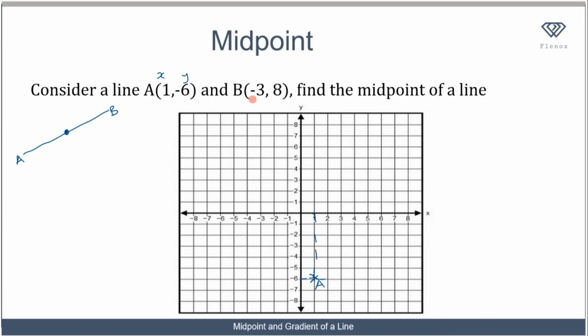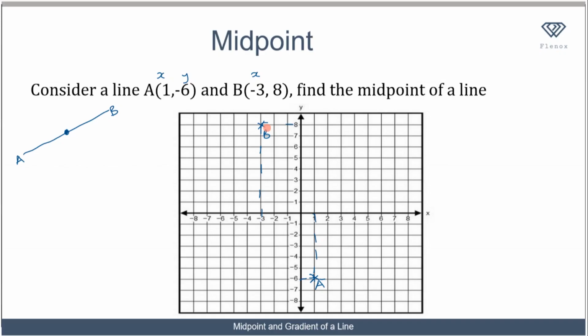Now my point B is at x value of minus 3 and y value of 8. So I have my x value of minus 3, which is here, and my y, so I chase it up, and my y value is 8. So I bring it over here. This is the point of intersection. So this point over here is my point B.